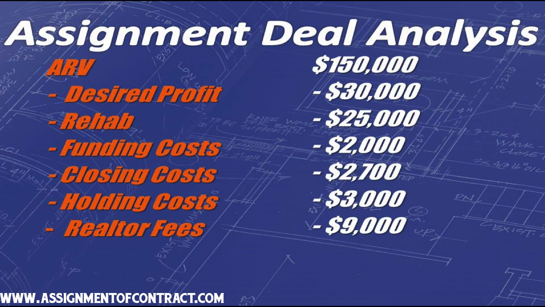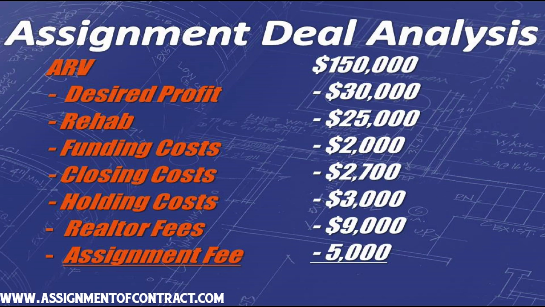The next one is the realtor fees. This is another one where sometimes I don't necessarily insert it whenever I'm doing an assignment of contract. The main reason being it depends if that end user is going to be using a realtor to resell their property. And if so, the realtor is going to charge them that 6% of that $150,000. So you're looking at $9,000 in realtor fees.